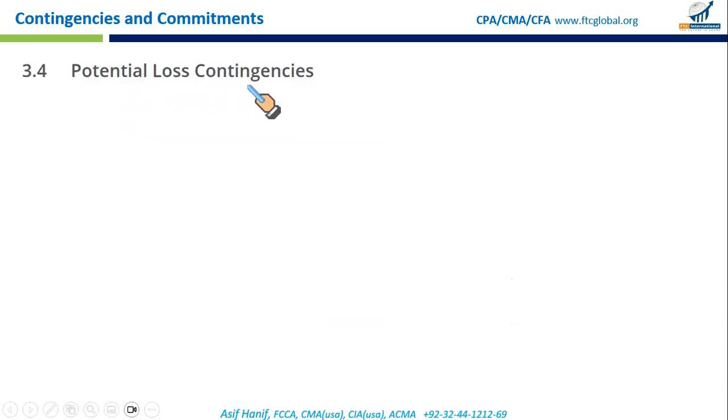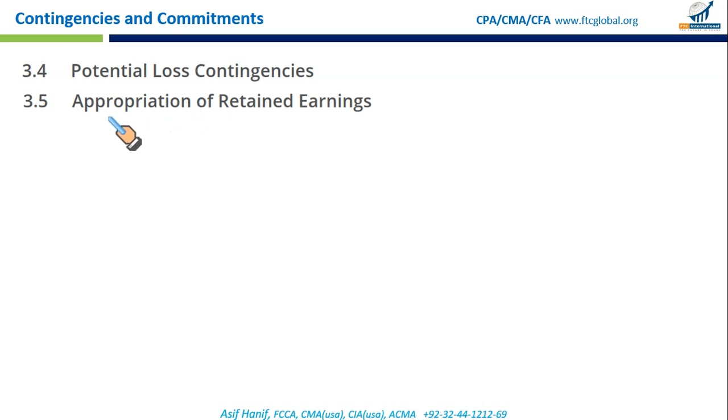Potential loss contingencies means losses that might occur if an event happens in the future, like a lawsuit or environmental liability. So if it is probable and the amount can be estimated, you need to bring it in the books of accounts. And if not, you need to disclose it in the books of account. That's what we have already done.